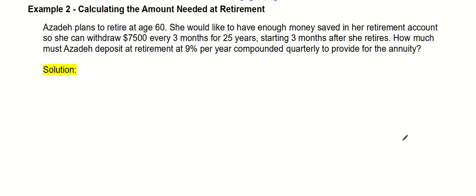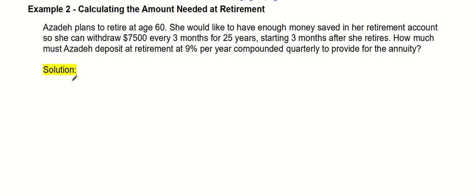Azia plans to retire. So this is a retirement problem. She plans to retire at the age of 60. She would like to have enough money in her retirement account so she can withdraw $7,500 every 3 months. Wow, that's a lot of money, for 25 years. So she's planning to live until 85, starting 3 months after she retires. That's useless information. How much money should she deposit at retirement, at 9% per year compounded quarterly, to provide for the annuity?